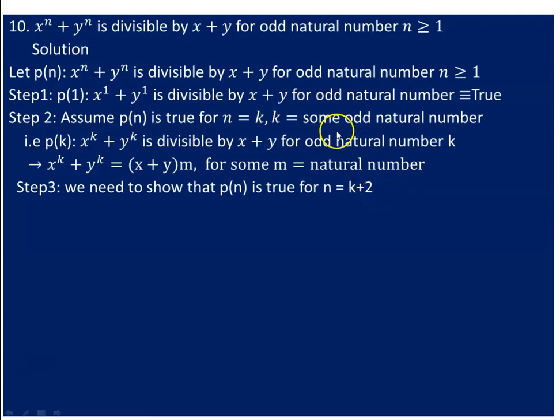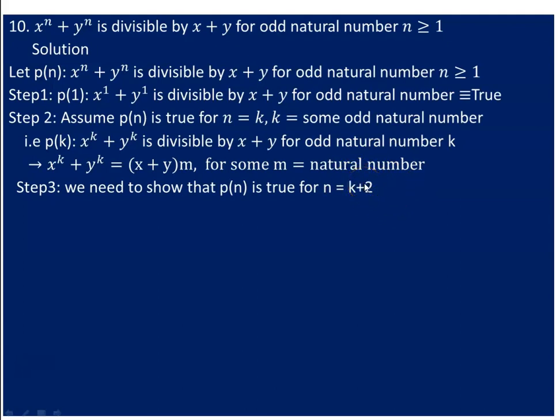And remember, 3 is an odd natural number. So the next odd natural number is obtained by adding 2 to 3, and that is 5, right? But what will happen if I add 1 to 3? It will be 4. In this case, it can't be an odd natural number, okay? That's why I'm adding 2 here. So adding 2 to a certain odd natural number makes you have another odd natural number. So we need to consider k plus 2 here.